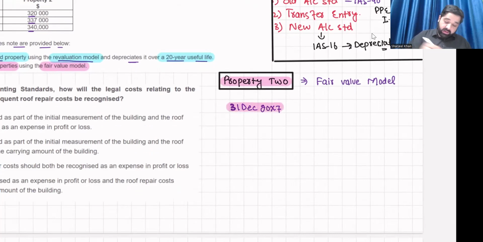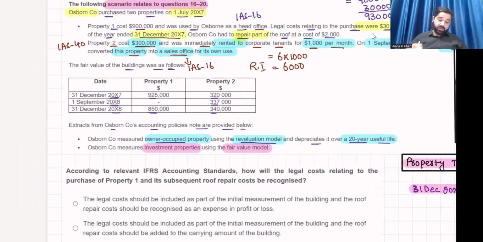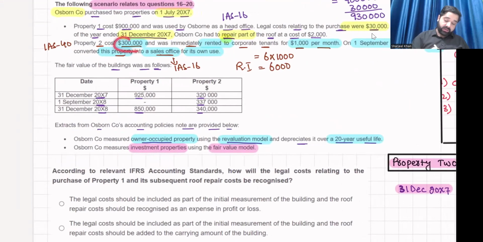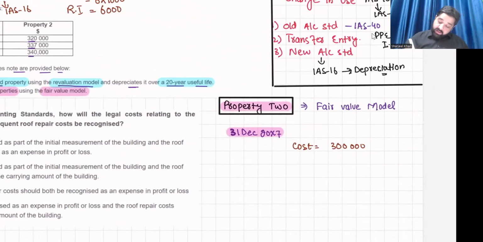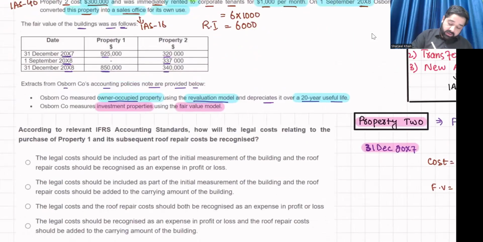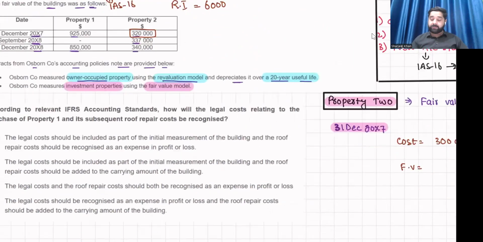Now, if I do the working for the year ended 31st December 20x7, the purchase price, or you may say the cost, of property 2 is 300,000, already given. It is the purchase price for property 2. And the fair value at the year end, 31st December 20x7, of the property is 320,000.